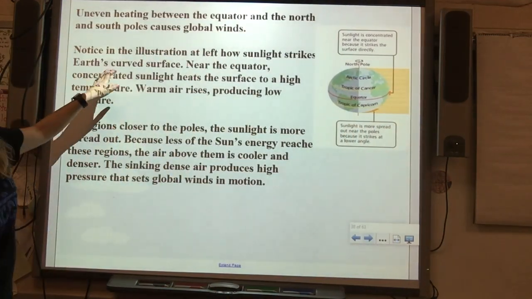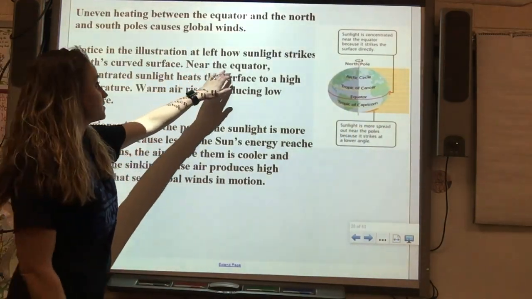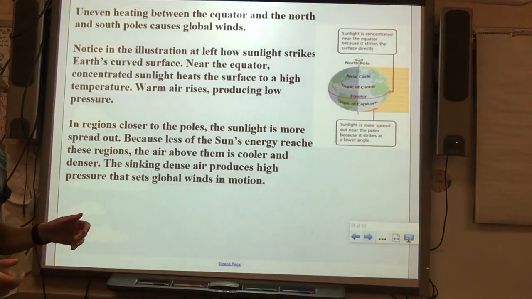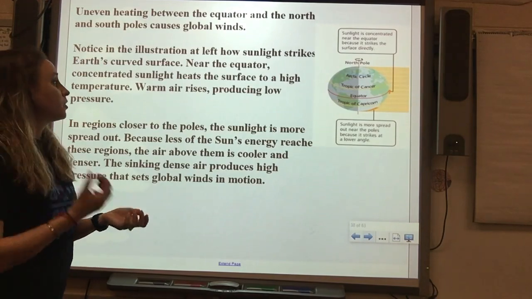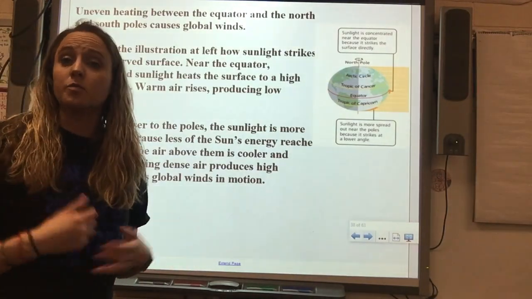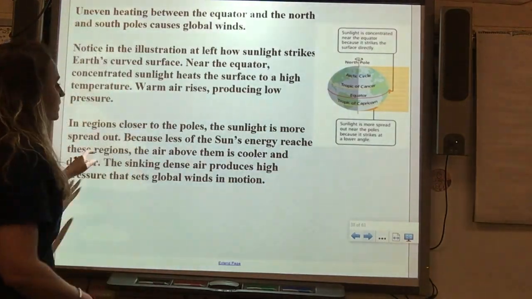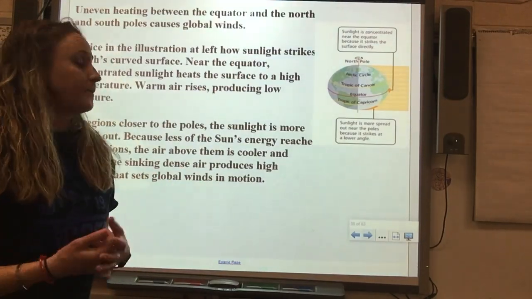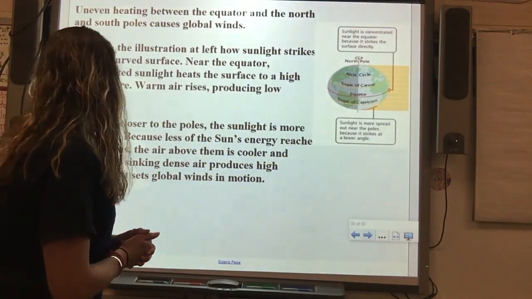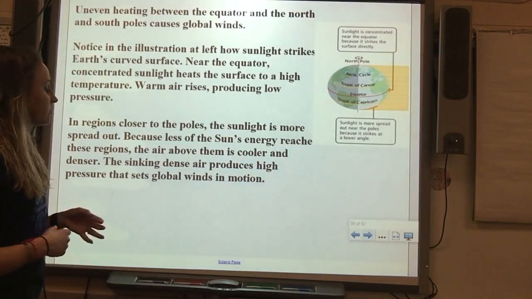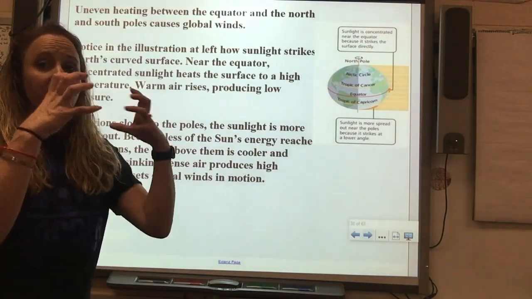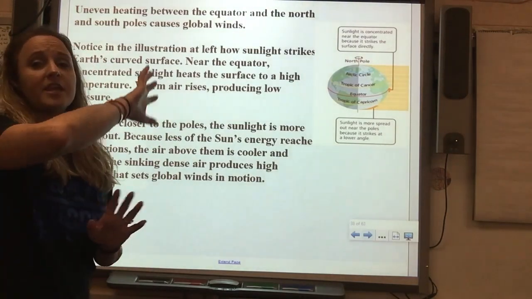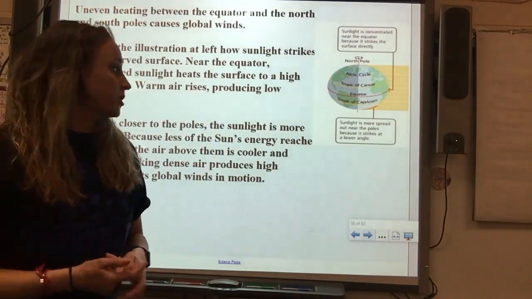So as the sunlight strikes the Earth's curved surface near the equator, the concentrated sunlight heats the surface to a high temperature. The warm air rises, producing low pressure systems. In regions closer to the poles, the sunlight is more spread out. Because less of the sun's energy reaches these regions, the air above them is cooler and denser and therefore sinks and creates high pressure systems. And these set the global winds in motion.